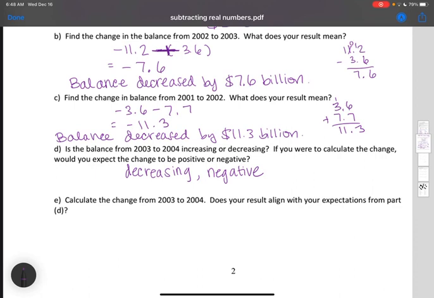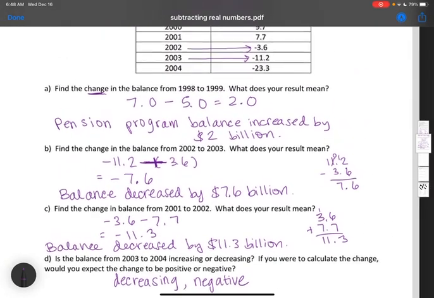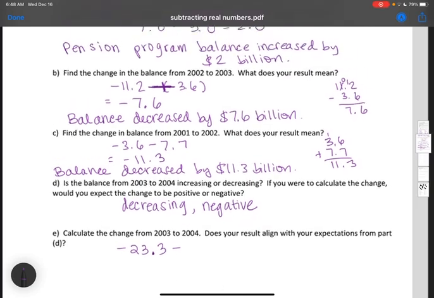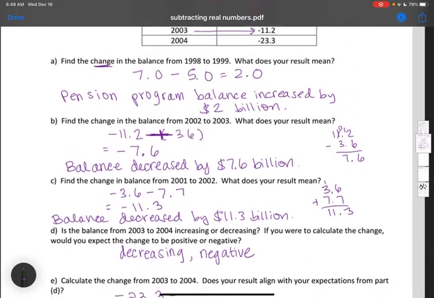And finally, for part E, calculate the change from 2003 to 2004. Okay, so they asked us that it was decreasing. We said it was negative. So now we're going to actually calculate it and check, does our result align with what we thought would happen? Okay, so it looks like 2004, let me scroll up again, was negative 23.3. So that's our ending amount. So negative 23.3 minus our starting amount, which is in 2003. So I'm going to scroll back up. Oh, at negative 11.2.